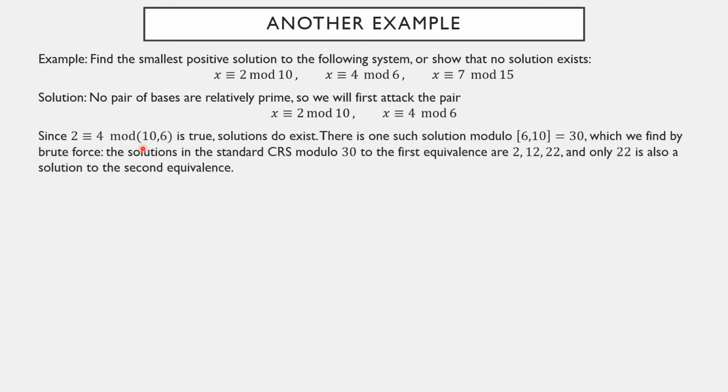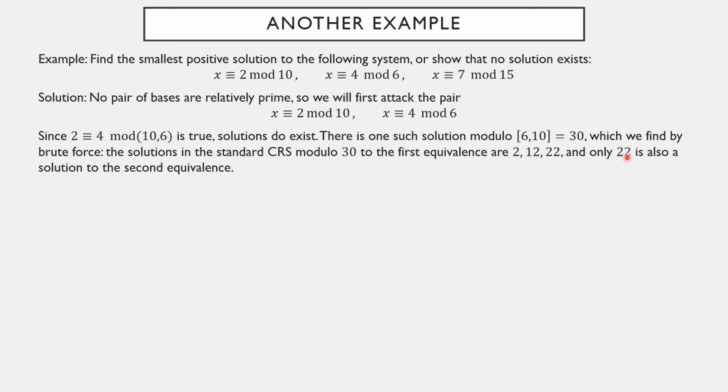Yes, the GCD of 10 and 6 is 2, and 2 and 4 are equivalent modulo 2. So now can we find a solution to both of these now that we know there is one? So we start with 2 and we keep adding 10 to it, and I simply check modulo 6. Is 2 equivalent to 4 mod 6? No. Is 12 equivalent to 4 mod 6? No. Is 22 equivalent to 4 mod 6? It sure is.